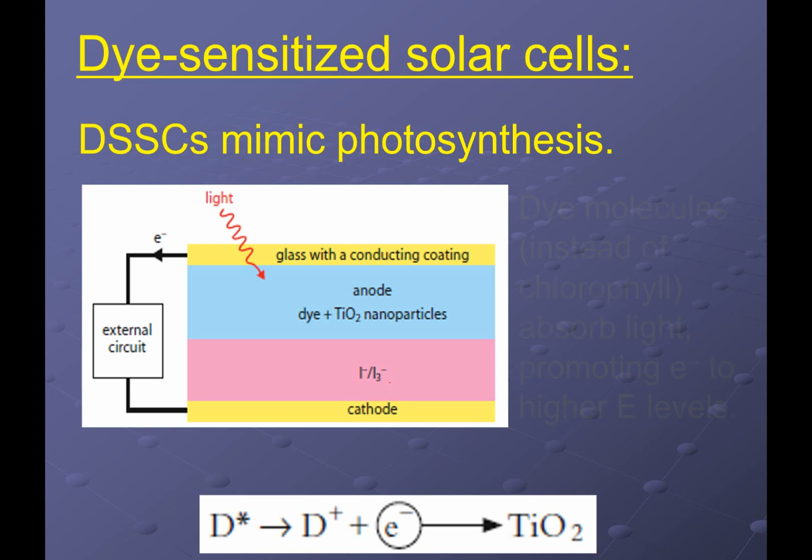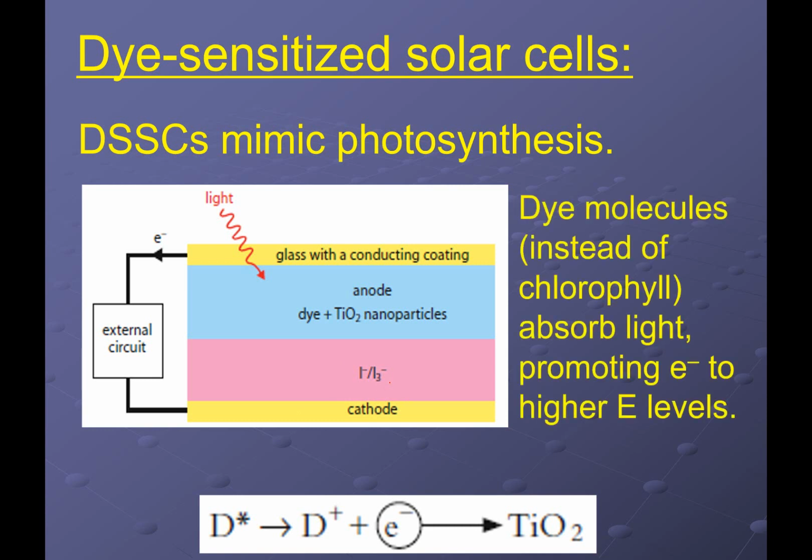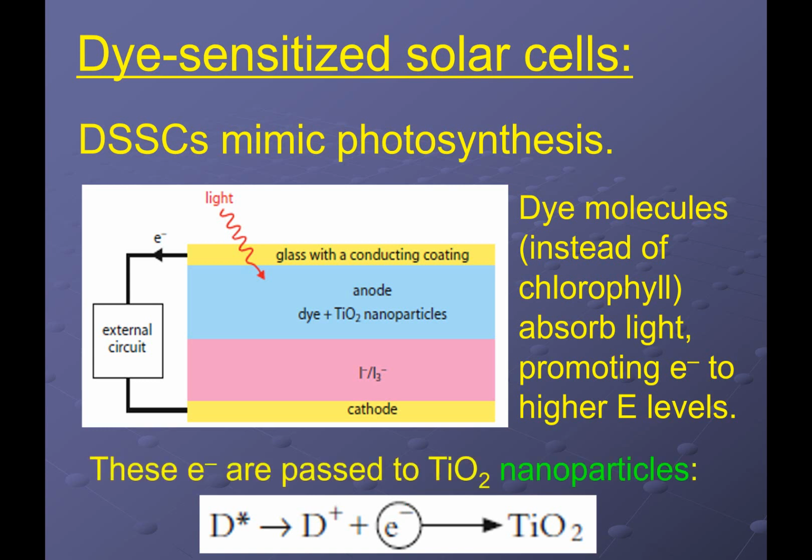So let's look through in a little bit of detail here. The dye molecules are the things that have the conjugation instead of chlorophyll that absorb light. Definitely you can engineer different dyes to absorb different wavelengths of light. It promotes those electrons into higher energy levels. So imagine starting with dye, just D. When it absorbs this light here, it becomes this D star molecule. And after this D star molecule has picked up that extra energy, it ends up getting oxidized, losing electrons, being passed over to the TiO2. So electrons are passed to these nanoparticles.